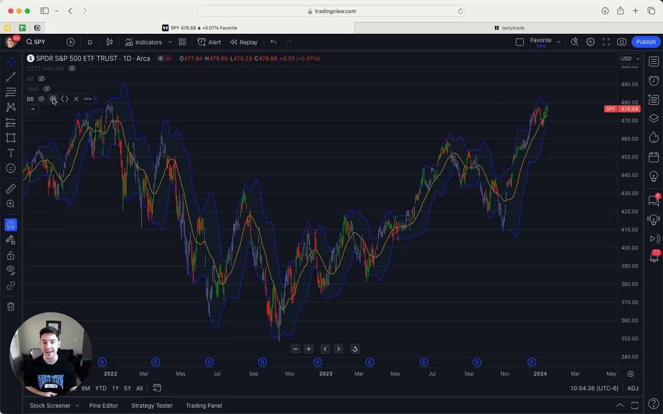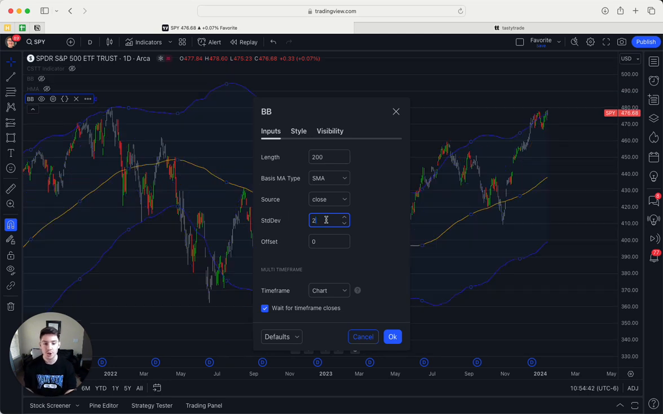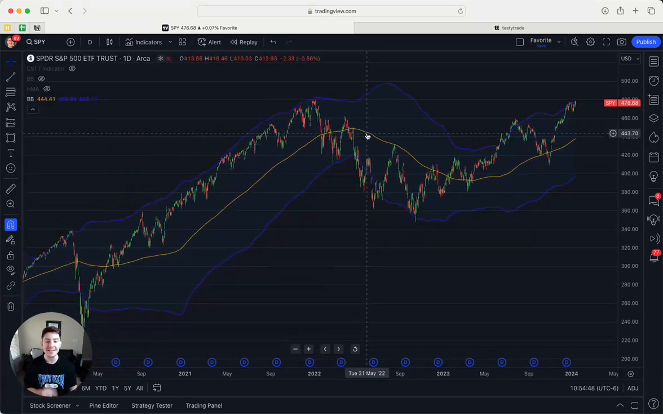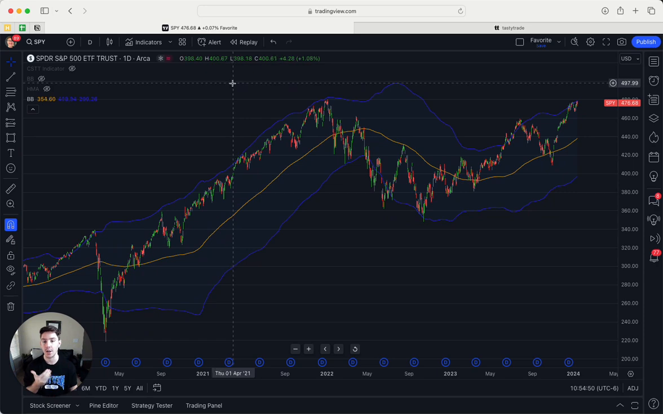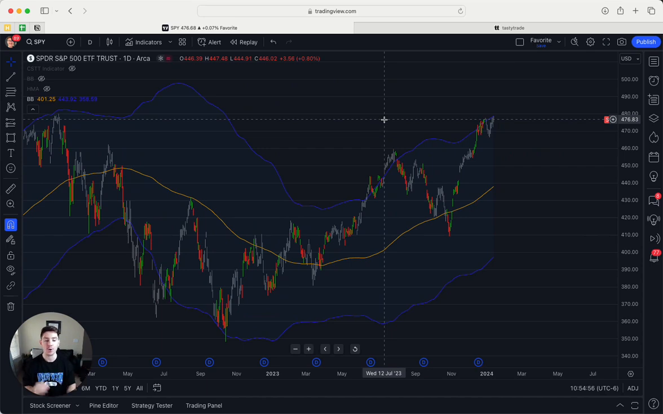We're going to go into the settings and we're going to change this a bit. The length will be changed to 200 and the standard deviation will be changed to 2.1 just to be a little fancy. So here we go. This is what I do when I trade this approach. I'm also on the daily chart where each candle represents 1 day. So here is the high level strategy.